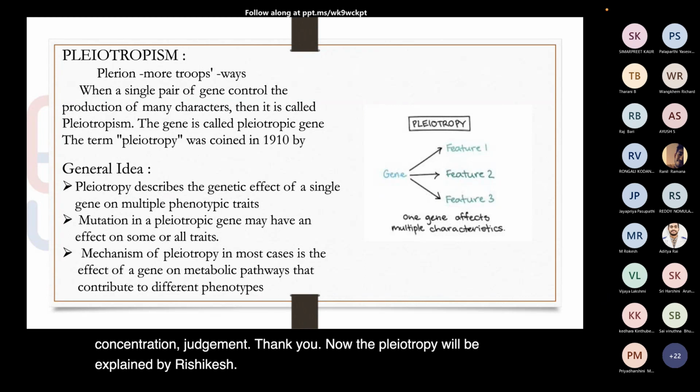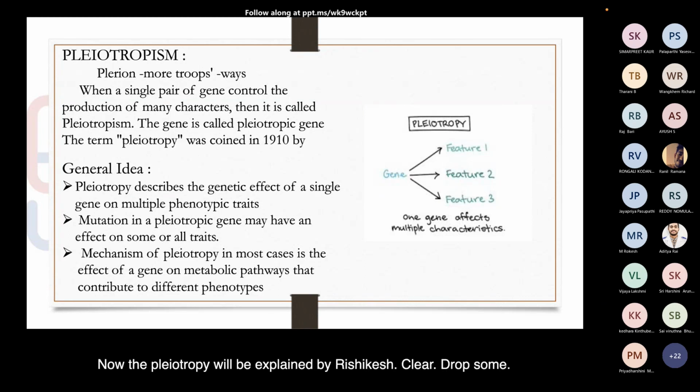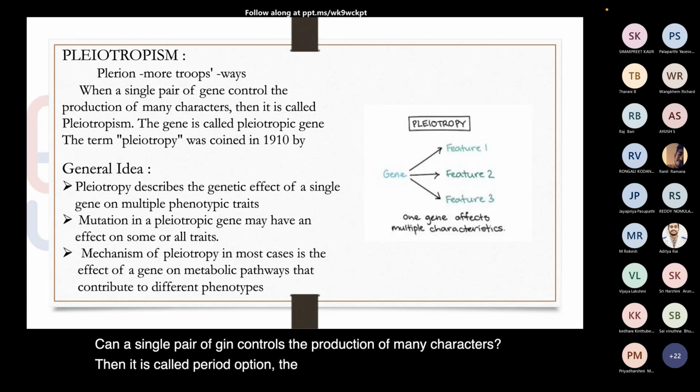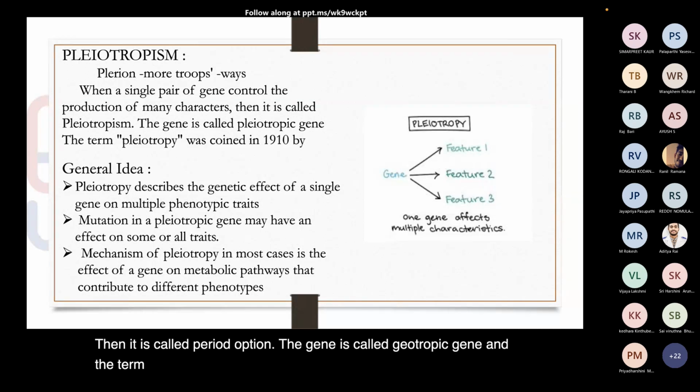Pleiotropism. Pleio means more and tropos means ways. When a single pair of genes controls the production of many characters, then it is called pleiotropism. The gene is called a pleiotropic gene, and the term was coined in 1910.